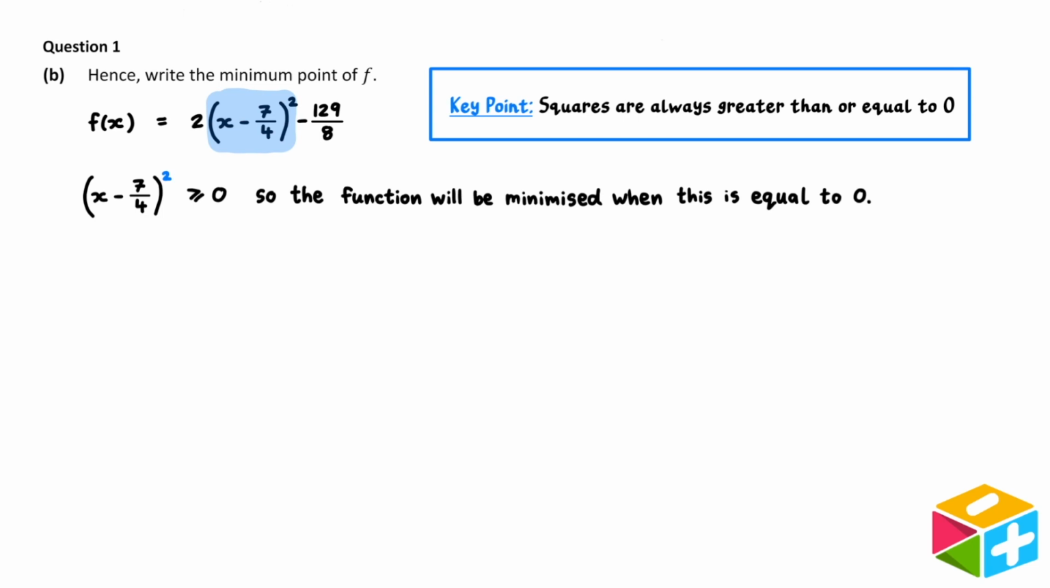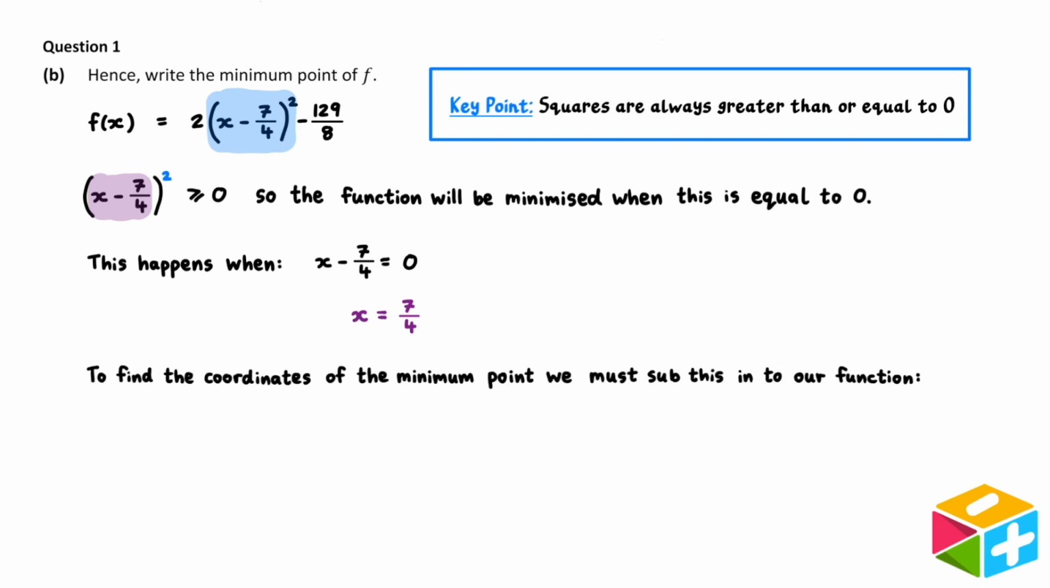Since 0 squared is equal to 0, we'll achieve equality when the expression inside the brackets, x minus 7 over 4, is equal to 0. Adding 7 over 4 to both sides in this equation tells us that we'll have x is equal to 7 over 4. We want to find the minimum point of our function, not just the x value. To find the y value, we'll sub this 7 over 4 into our function.